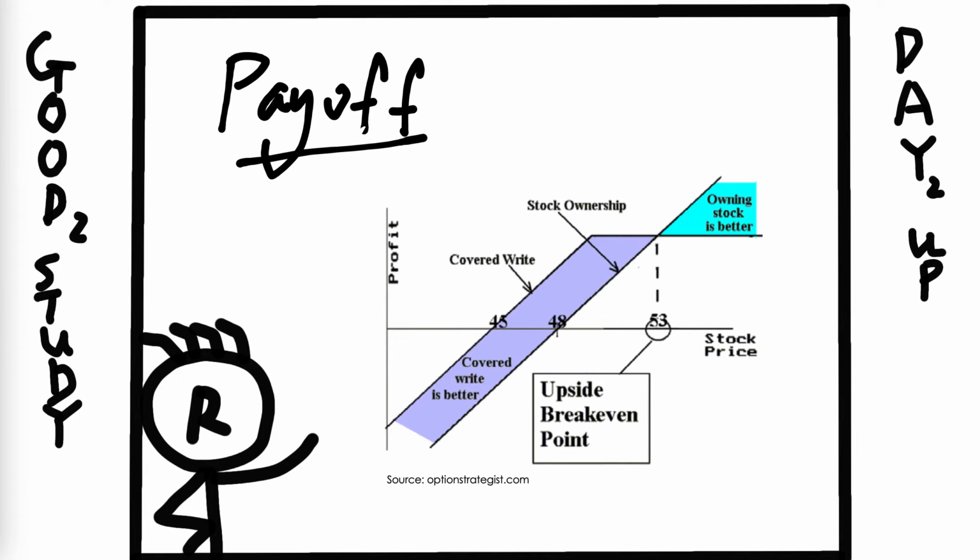The payoff looks like this. When the stock price is below the break-even point, the covered call strategy beats just holding the stock. But when the stock price is above the break-even point, holding the stock is better. What I mean by break-even is when both strategies give you the same return. The break-even point is basically strike price plus call premium. If you don't understand this graph, it's okay. I'll walk you through an example later.